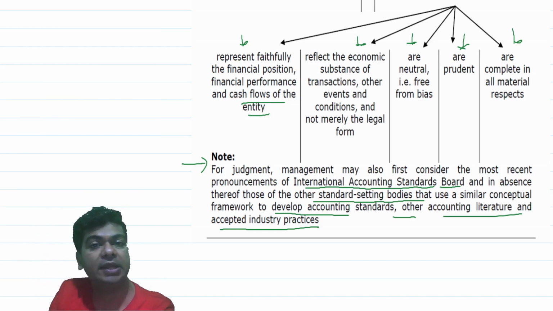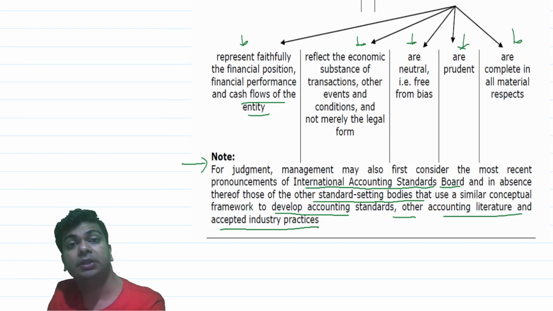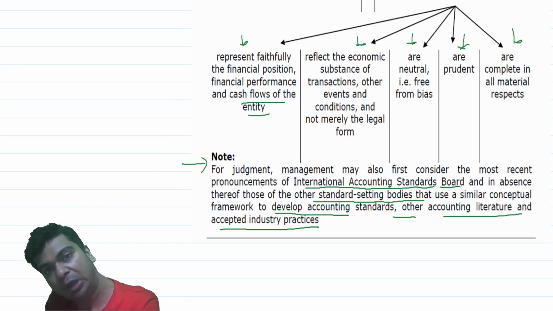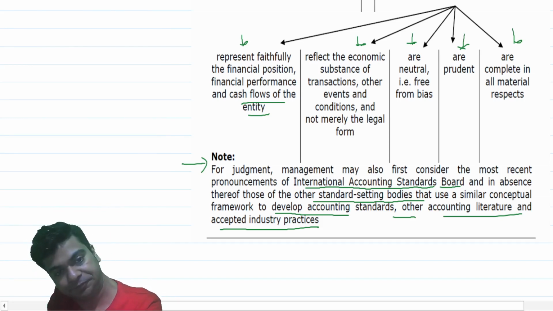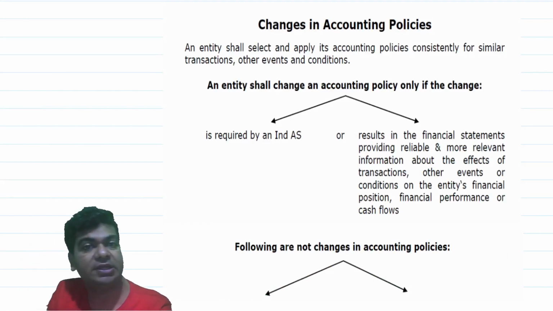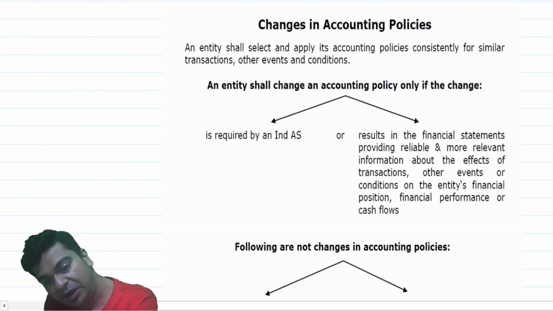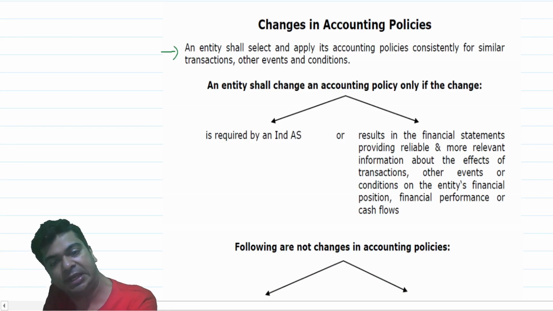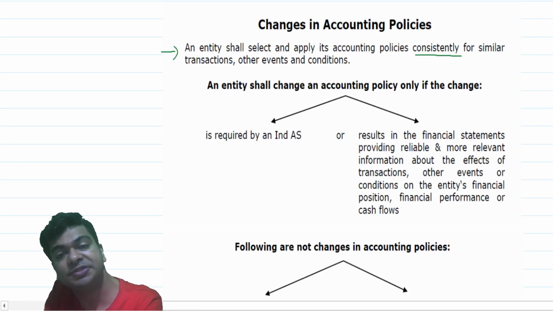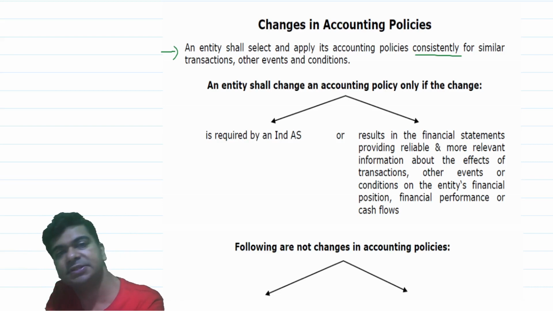In other words, Ind AS 8 wants you to follow the accounting policies consistently. This does not mean that an accounting policy cannot be changed. An accounting policy can be changed. Let us see the requirements of Ind AS 8, that how an accounting policy can be changed, right? As I had already said earlier, an entity shall select and apply its accounting policies consistently for similar transactions, other events, and conditions. The main concept is that follow accounting policies consistently.